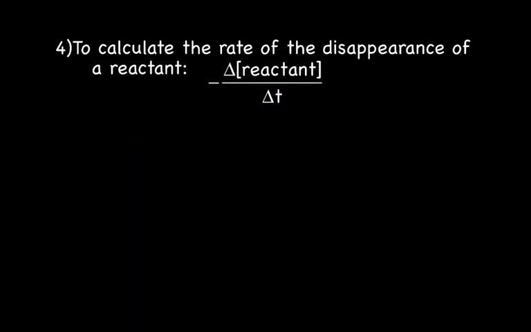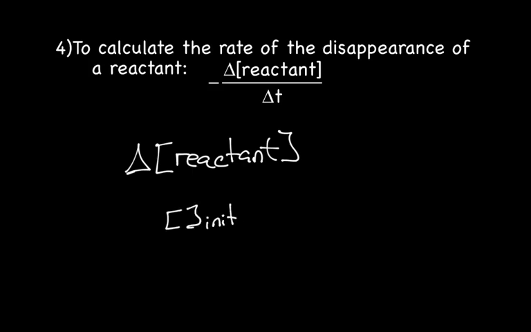Right, so when we're talking about change in the concentration of the reactant, the way you would calculate change of something would be initial concentration and final concentration. So it's going to be final concentration minus initial concentration will give you the change in concentration.